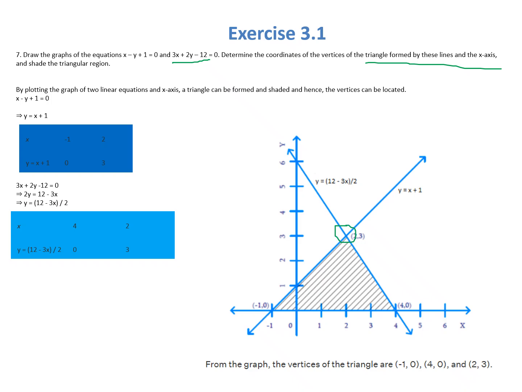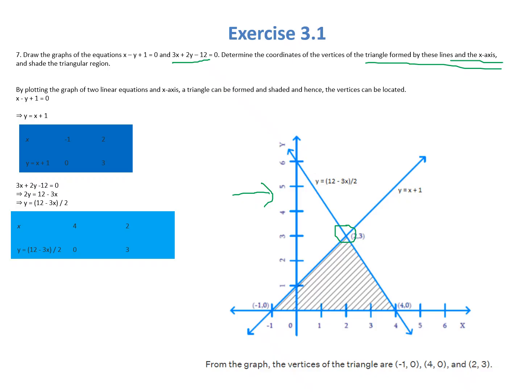Once we have determined the intersection point, we also have to determine the points where they cut the x-axis, and where we have the triangular region. It can be here as well, and it can be here as well. But we have to create a triangle with the x-axis, and hence we have taken this region. If this had been the y-axis, we could have taken this other region.